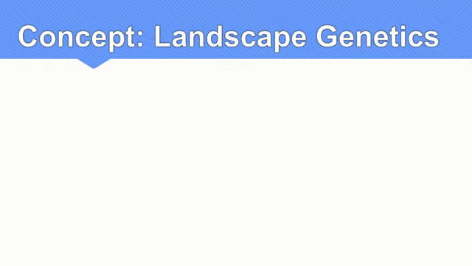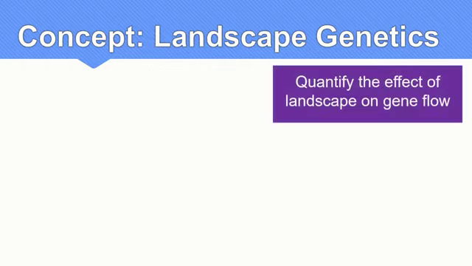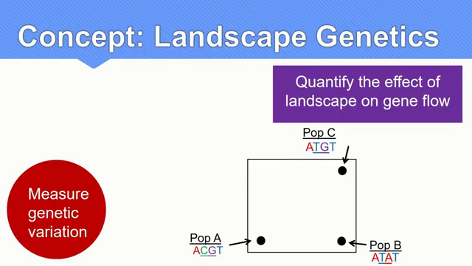To answer this question, we used the landscape genetics approach with the goal of quantifying the effect of landscape on gene flow. Landscape genetics first requires measuring genetic variation. So if we take a look at our hypothetical situation here, we have three populations that have been genotyped at various SNPs. You can notice that populations B and C differ by one SNP, whereas populations A and B differ by two SNPs.